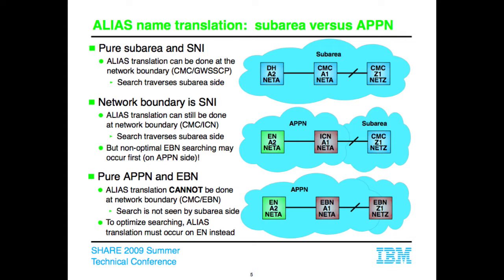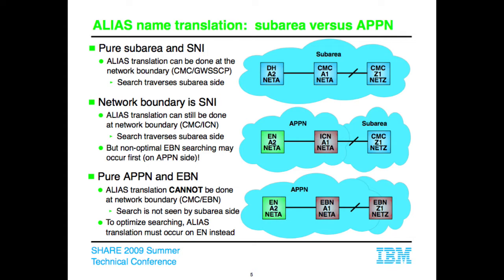Now, the first example I've shown up here is a pure subarea network, where we've got a data host in our network attached to our CMC, and the CMC has an SNI connection over to another CMC in the NETZ network. Alias translation in this case could be done at any one of the hosts because this is a pure subarea network, and so the subarea side of each of these VTAMs would certainly be involved in the session setup process. But most customers don't run the alias translation function on the data host. Instead, they will only run the function on the CMC.